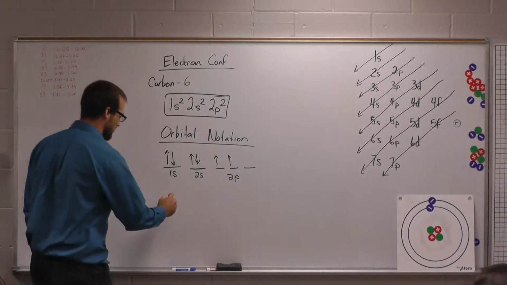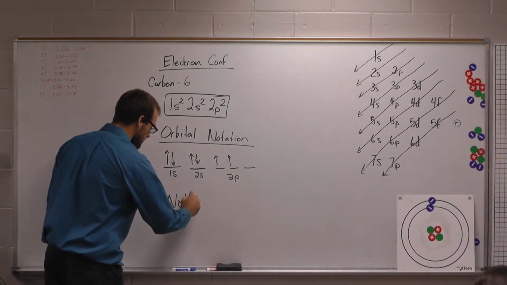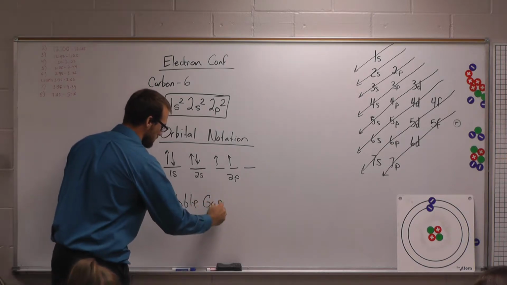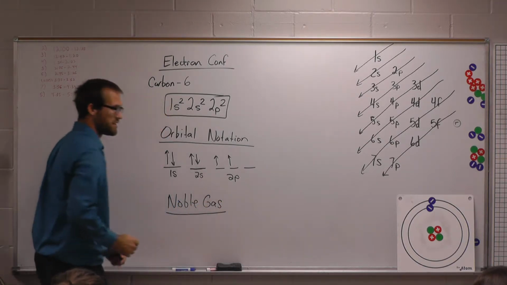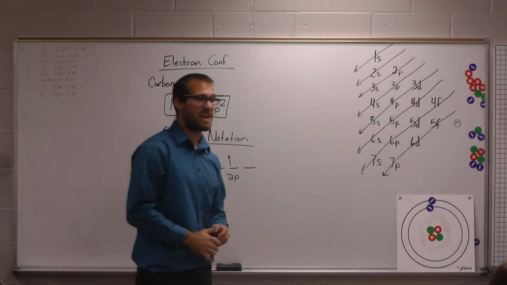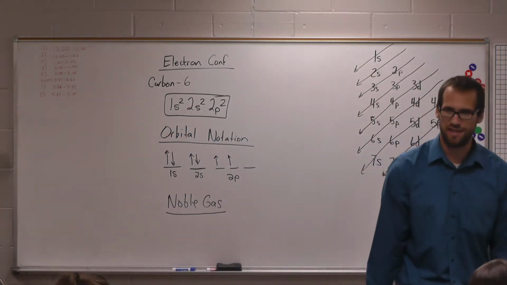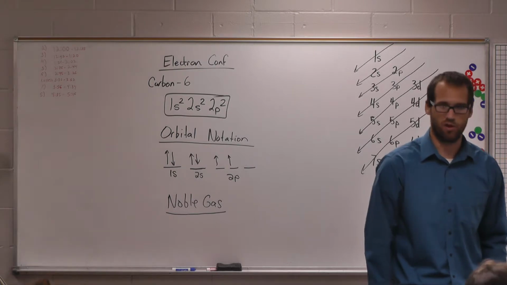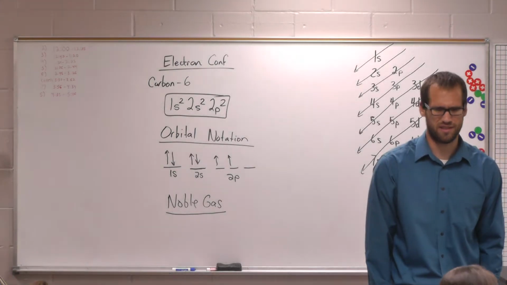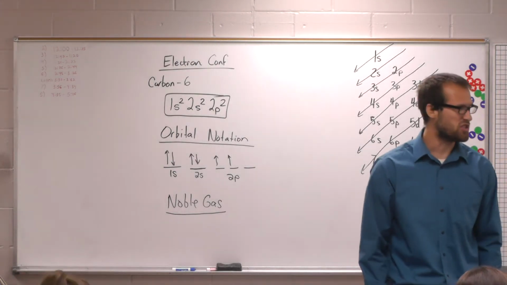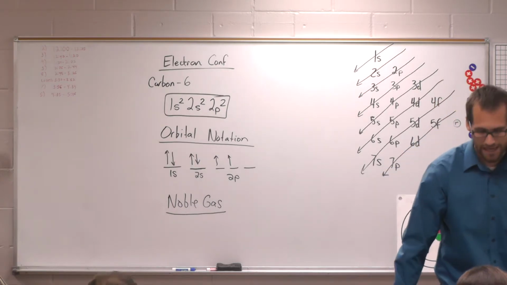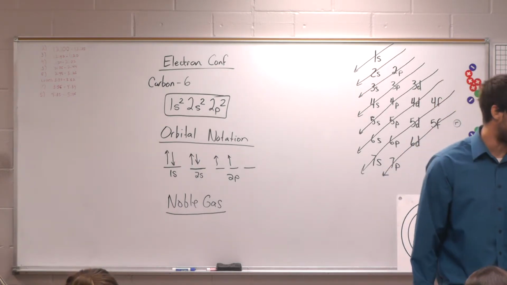All right, most difficult one. These are fun: noble gas notation. Once you get these down, they're actually the simplest, in that they make your work a lot easier because it's an abbreviation. So what you do is you abbreviate based on a noble gas.